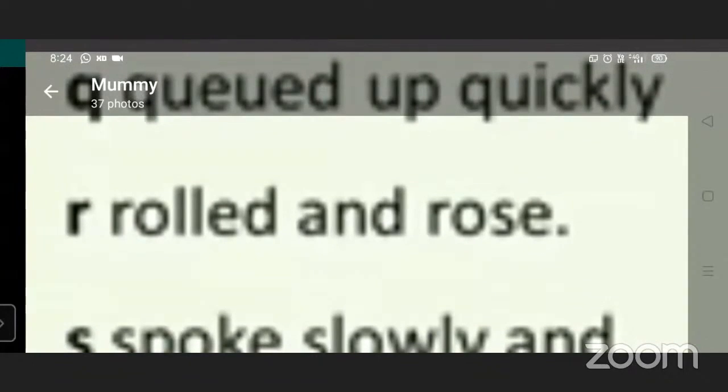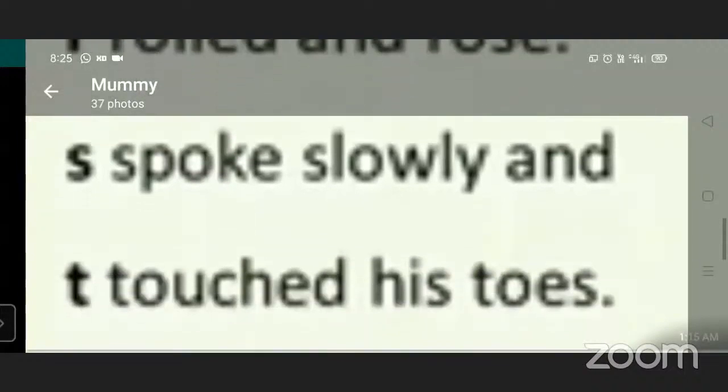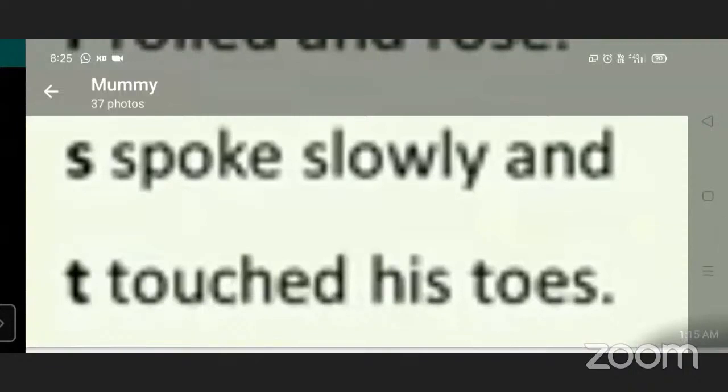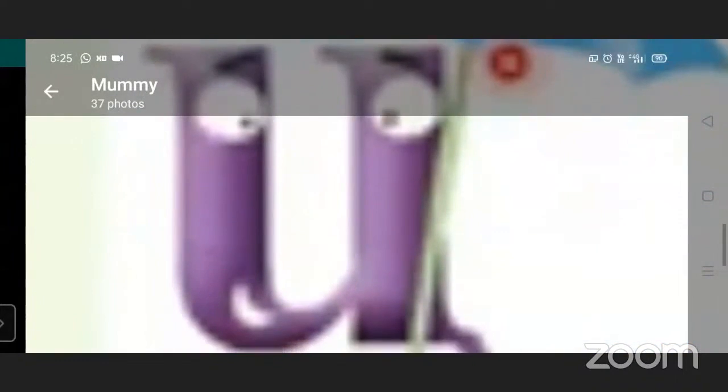Q queued up quickly. R rolled and rose. S spoke slowly, and T touched his toes. He touched his toes. Very good. Now which letter is coming, students, after T? U. Yes, very good. See, U is taking an umbrella.